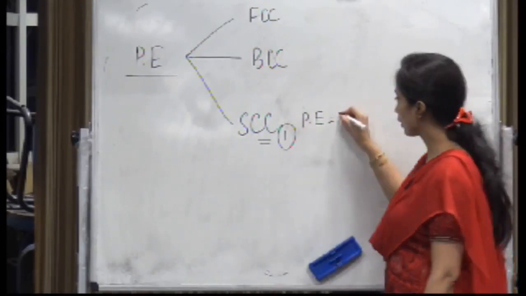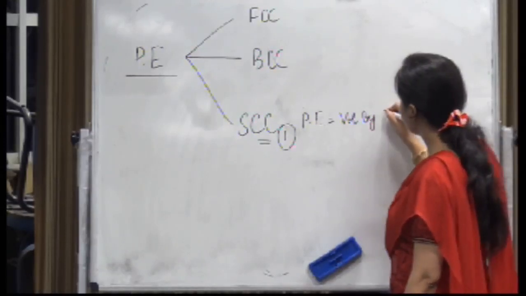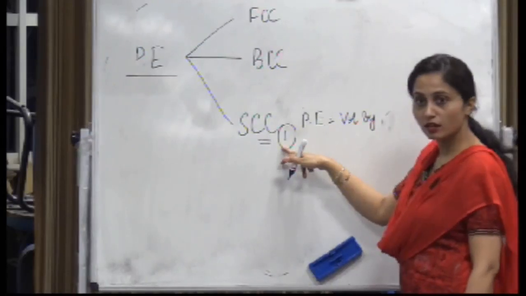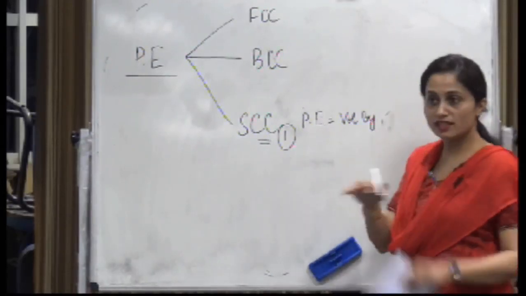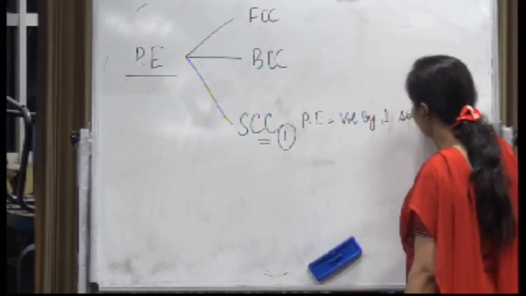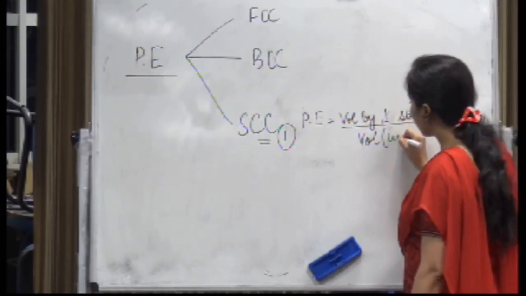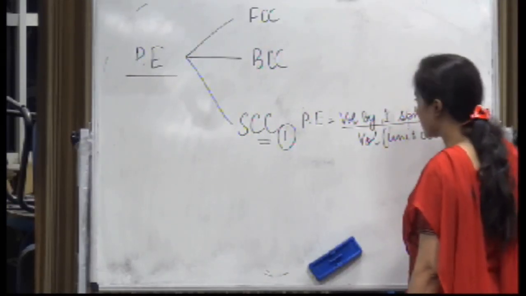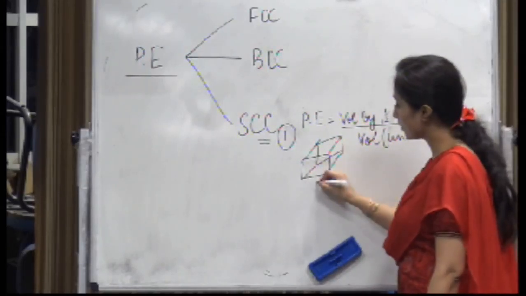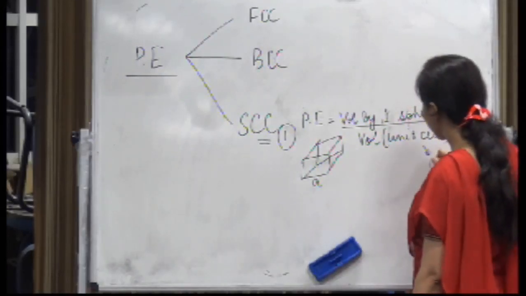It is the volume occupied by, say, how many atoms per unit cell? 1 atom, and 1 atom means atoms are spherical in nature, so volume occupied by 1 sphere upon the volume of the unit cell. Unit cell का volume क्या होगा? If you are talking about a cube, you know what is the volume of a cube? A cube. So that will be like generally a cube.